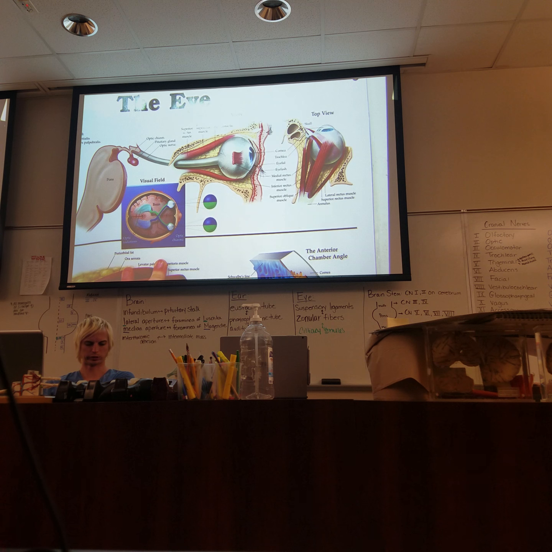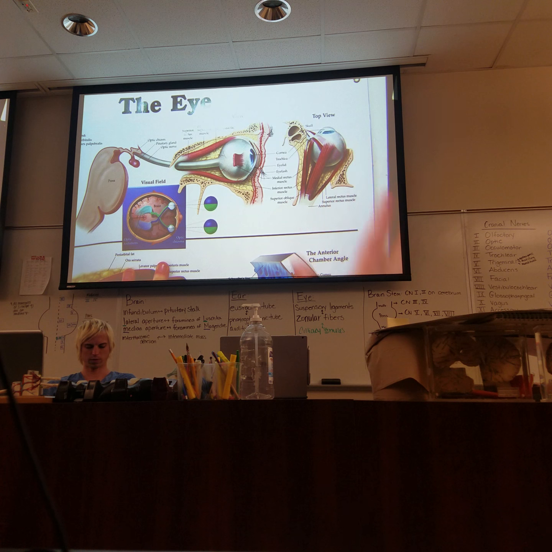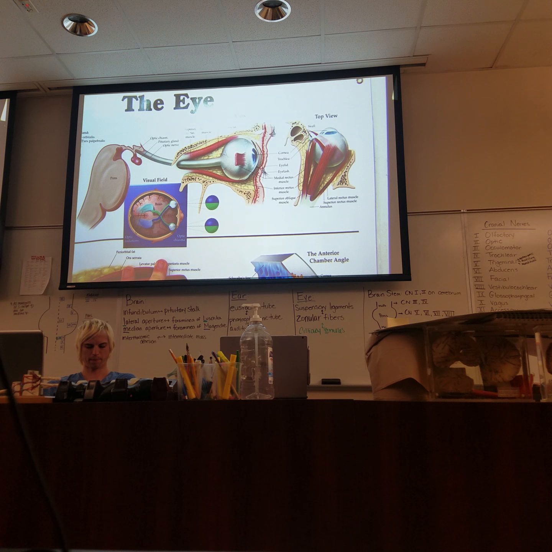I heard someone say it. No, not 4. Not superior oblique. It's just superior rectus, so it's innervated by 3. Okay? What's this one right here on the lateral side going straight to it? Lateral rectus, innervated by cranial nerve number 6.